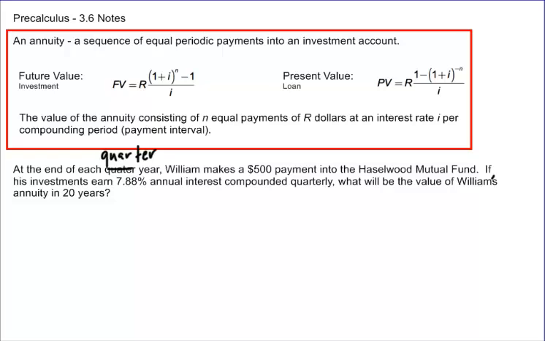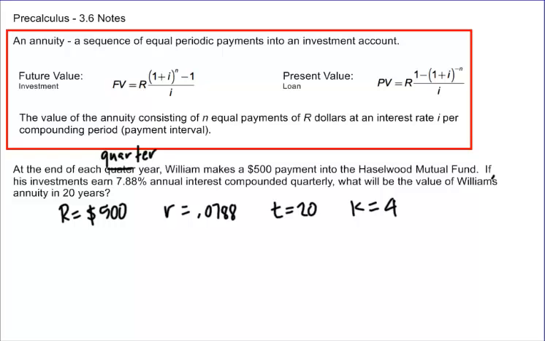fund. Well, R is the amount of money that we're going to invest in each period. So in this case, R is going to be 500. My rate is going to be 0.0788. My time is going to be 20. And my compounding period is going to be 4, because this is going to happen 4 times a year.